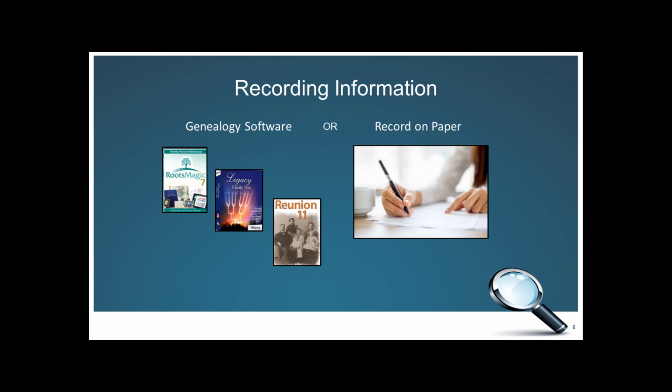I've included three genealogy programs as well as a link to other programs. RootsMagic has a PC and a Mac version. Legacy has a Windows version only. Reunion has a Mac version only. RootsMagic and Legacy have trial versions. In other words, you can try before you buy. Reunion has no trial version. You can search the internet for a comparison of genealogy software programs.